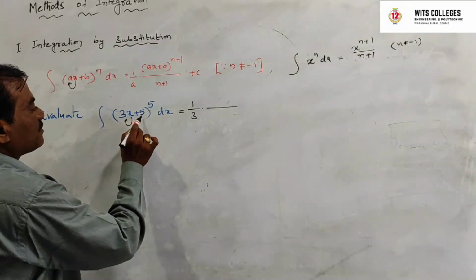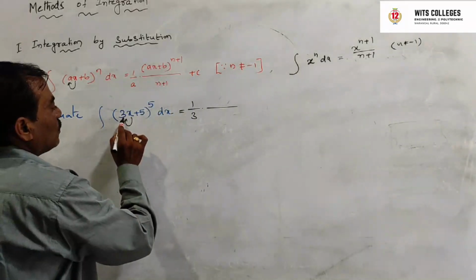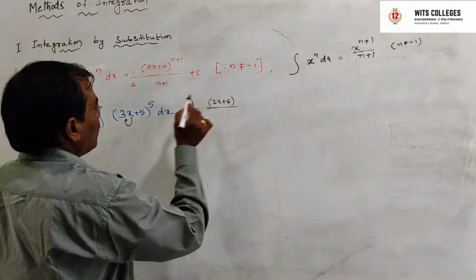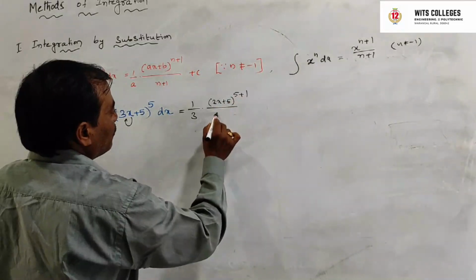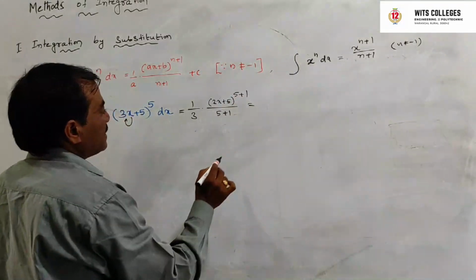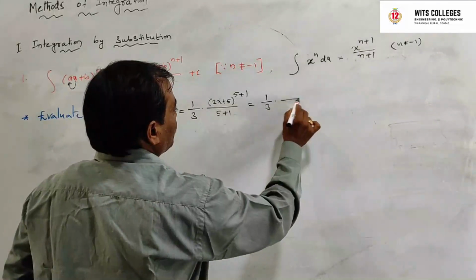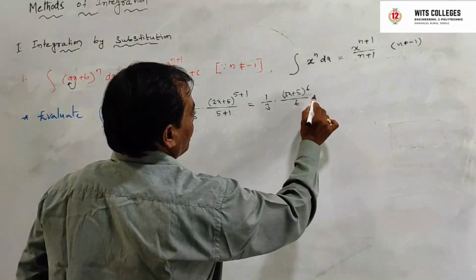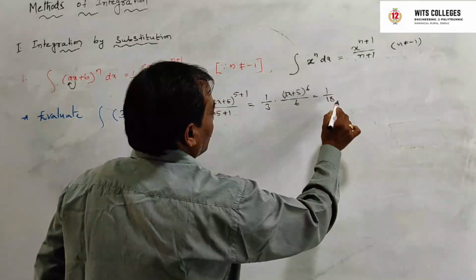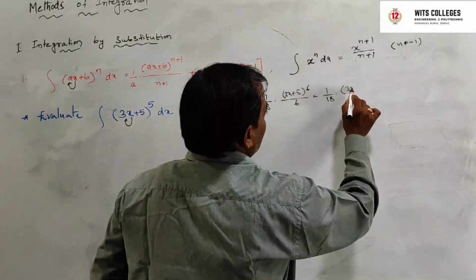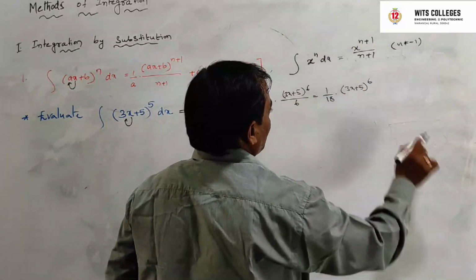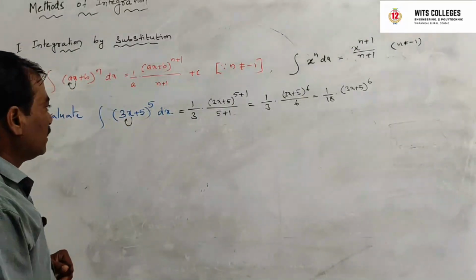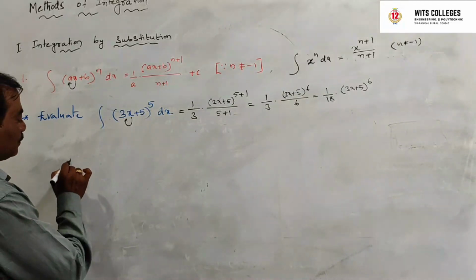and (ax + b)^(n+1). What is ax + b here? (3x + 5)^(5+1)/(5+1). This is equal to 1/3 times (3x + 5)^6/6, and finally this value equals 1/18 times (3x + 5)^6. So this is the process of evaluating the given integral. This is the first method, and now the second method.